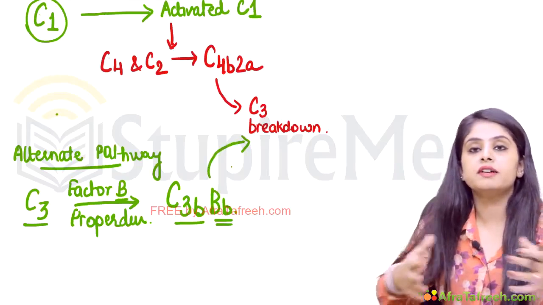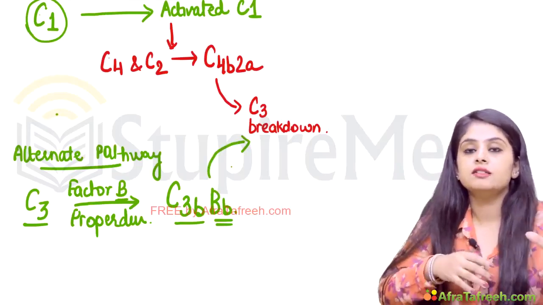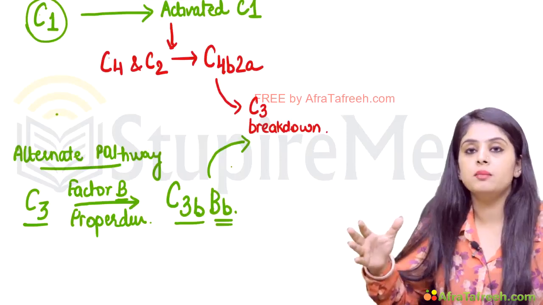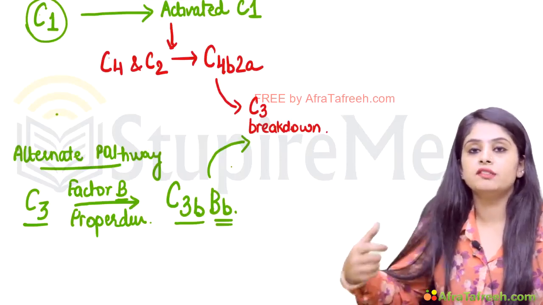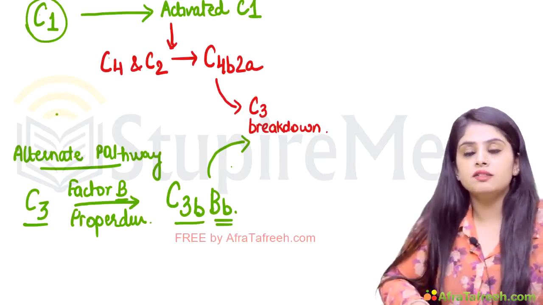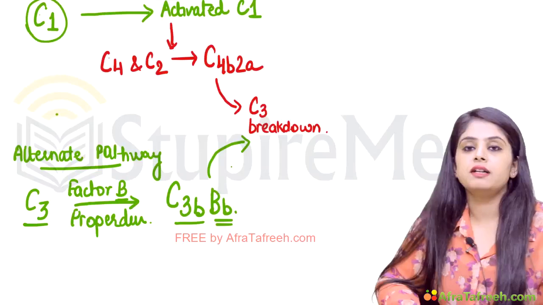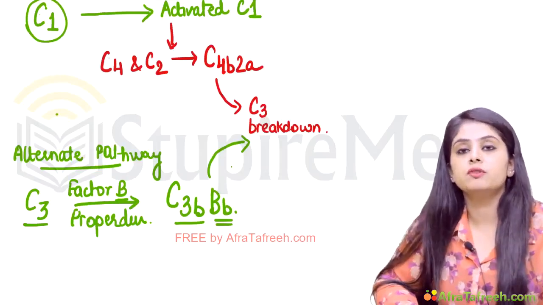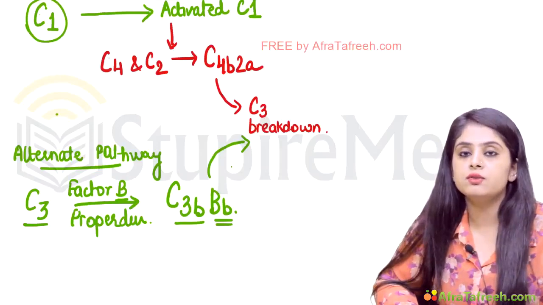So the two pathways have converged. Classical, starting from C1, activated to C1 activated form, will then activate C4 and C2, which will then break down C3. Alternate starts from C3, uses factor B, and ultimately activates C3. So the converging point of both will be C3 breakdown.